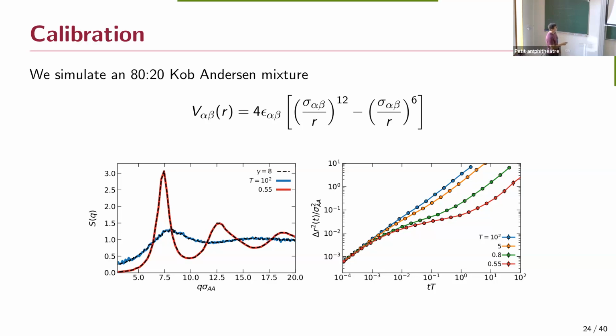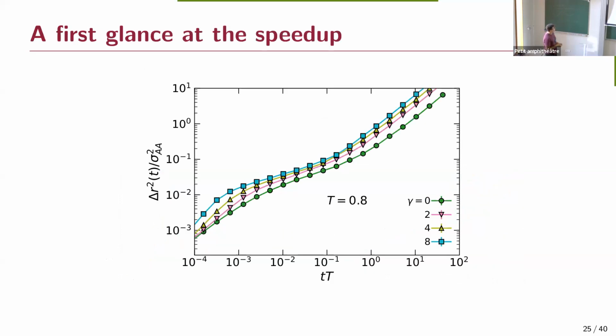On the right, you can see it's just a snapshot of the slowing down of the system in this case, as we go from the temperature of 100, where particles diffuse freely and quickly, to the temperature of 0.55, well, you can see the plateau that I was showing you in the other figure, where the dynamics is slowing down. So when we turn gamma on, what happens to the dynamics?